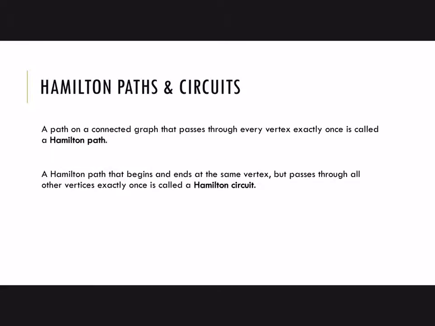So a path on a connected graph that passes through every vertex exactly once is called a Hamilton path. Okay, so it's not every edge anymore, it's every vertex. A Hamilton path that begins and ends at the same vertex but passes through all other vertices exactly once is called a Hamilton circuit. Okay, so definitely a circuit will hit one of those vertices, the beginning and ending one, more than once. But that's okay, as long as all of the other ones are exactly once.